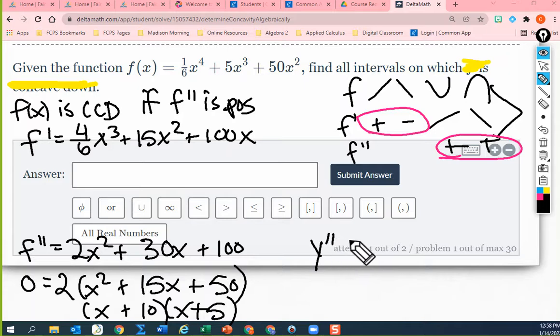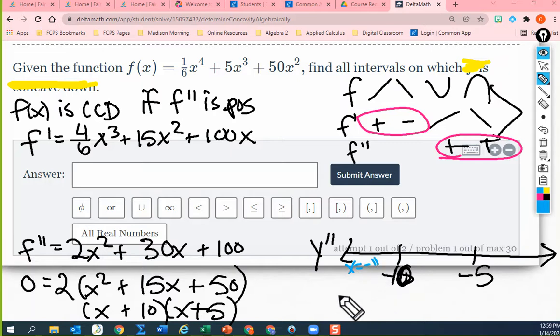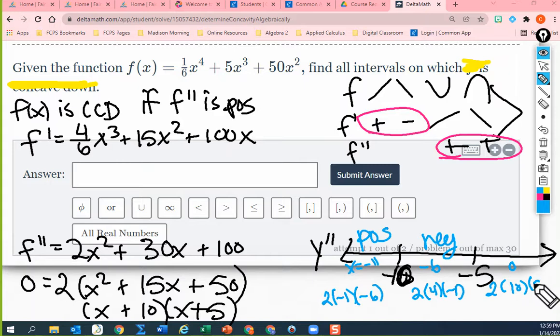So my second derivative number line says I have negative 10 and negative 5. So you have to test it. All right, so let's try x equals negative 11. So I get 2 times negative 1 times negative 6. So that's positive. All right, let's try negative 6. So we get 2 times 4 times, so this is negative. Let's try 0. 10 times 5, so that's positive.